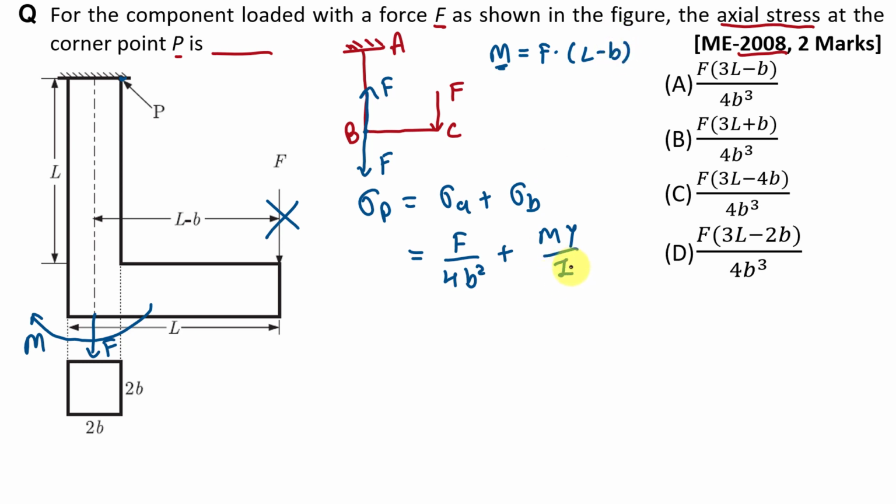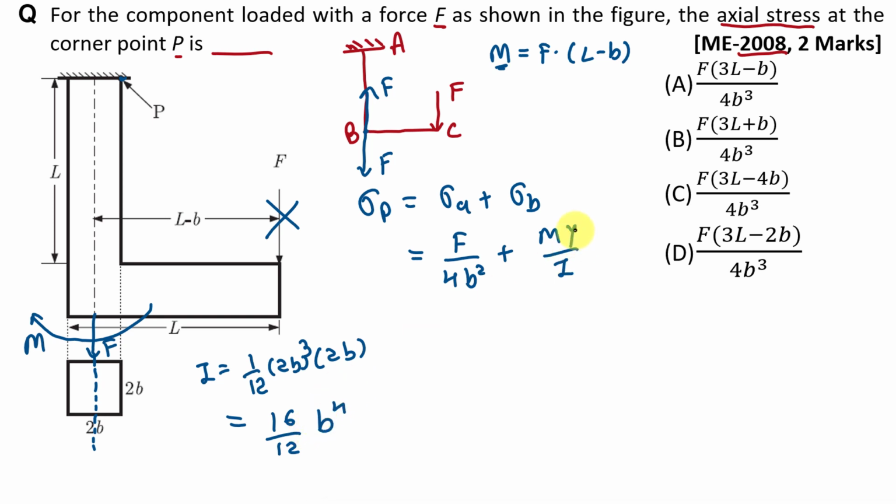This I will be the value of the second moment of inertia of this cross section about this axis. And we know the equation that I is equal to 1 upon 12 this side cube, that is 2B cube, into this side, that is 2B. So ultimately it is 16 divided by 12 B raised to 4, correct?